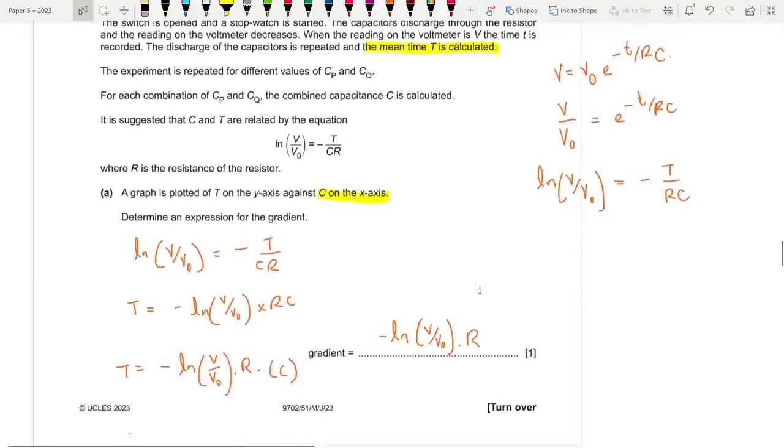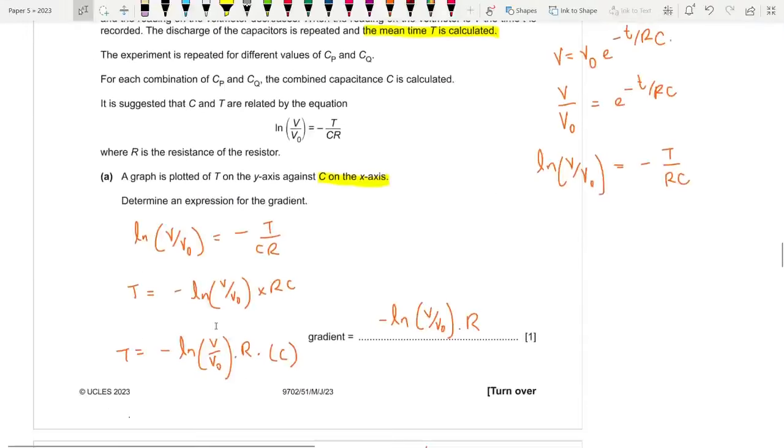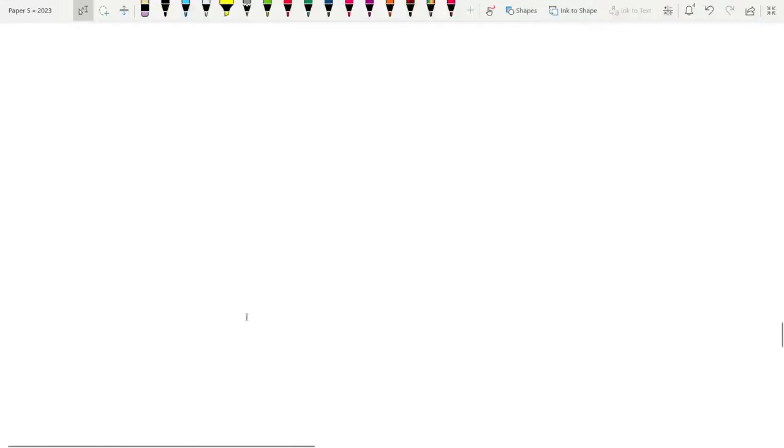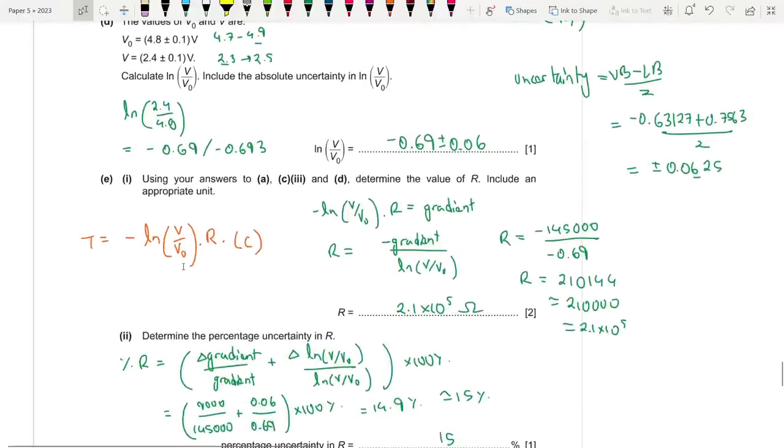So you have to use your main equation, which is t is equal to minus ln(V/V0) R times C. So I just put that in over here, and we know that minus ln(V/V0) R is the gradient, so R is equal to the gradient divided by minus ln(V/V0). My gradient is minus 145k, so minus 145k divided by minus 0.69 gives me an answer of 210000. They want a unit for R, so R is resistance, so you can just go for ohms.